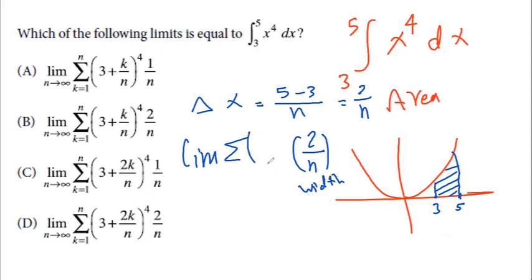Now for the height, we'll have to do a bit of work and look at the function that you have. So you have x to the power 4. You know that you start at 3. So we're going to say 3 plus. We start from 3 and we add the rectangles. How many rectangles do we add? We add n rectangles. Each rectangle that we add will have a width of 2 over n, right? So how many times do we add 2 over n?